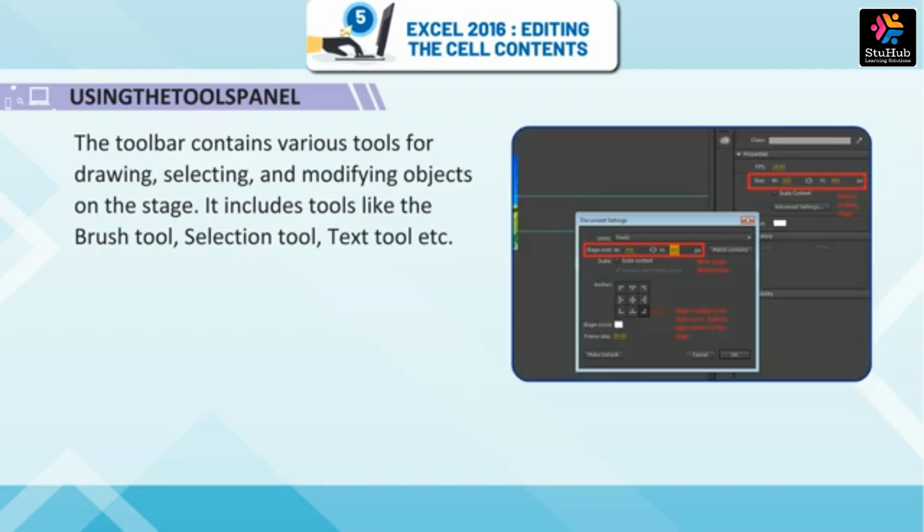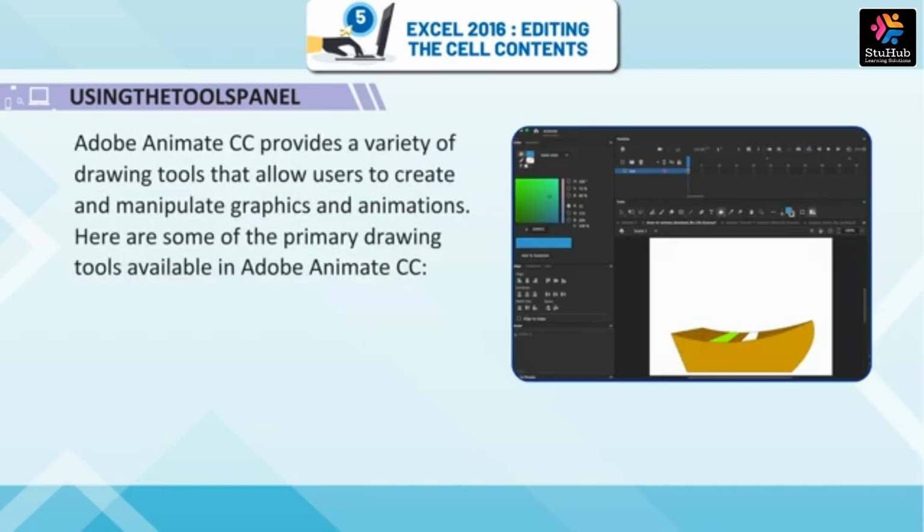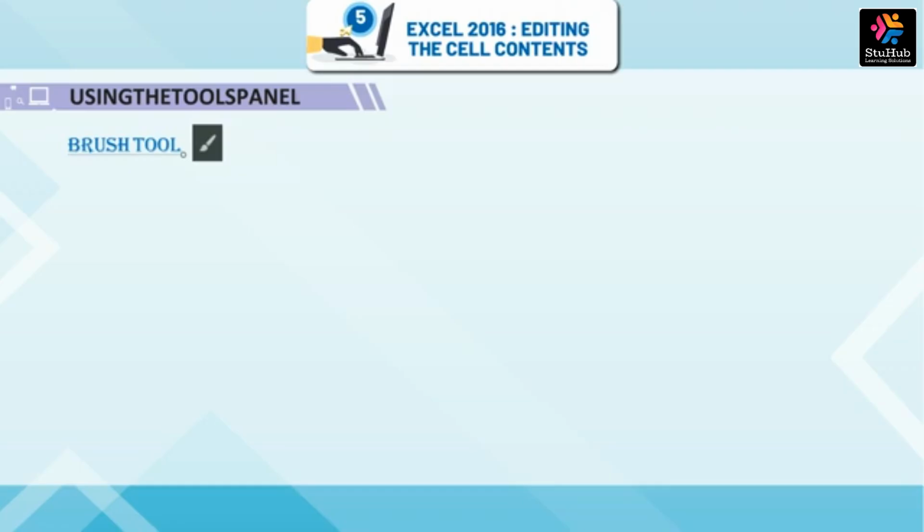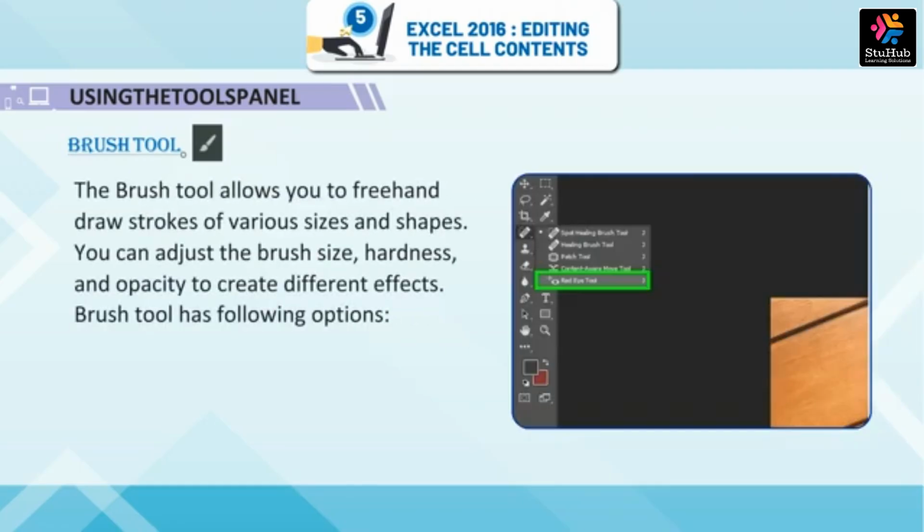Using the Tools panel. The toolbar contains various tools for drawing, selecting, and modifying objects on the stage. It includes tools like the Brush tool, Selection tool, Text tool, etc. Adobe Animate CC provides a variety of drawing tools that allow users to create and manipulate graphics and animations. Here are some of the primary drawing tools available in Adobe Animate CC. Brush tool. The Brush tool allows you to freehand draw strokes of various sizes and shapes. You can adjust the brush size, hardness, and opacity to create different effects.